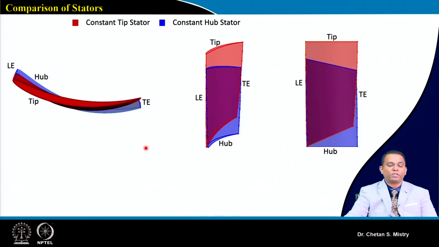Same way, this represents the stator configuration. Here, this is the constant hub configuration for the stator, and this is the constant tip configuration. You can see here that the chord is coming out slightly higher for the constant hub diameter configuration. At the same time, our angles are also different. Now this will give you a feeling of what we are discussing.